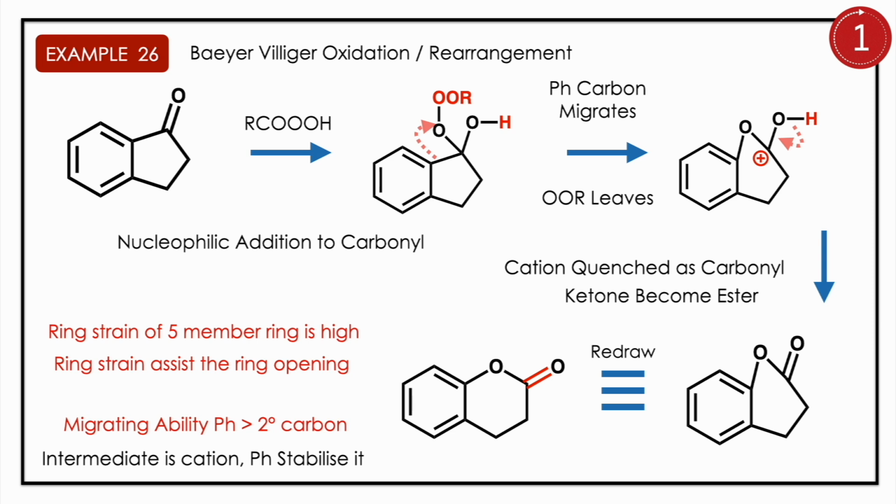The formation leads to carbon instability. So one carbon migrates to stabilize the carbonyl carbon. Which group migrates? The cation stabilizing group migrates. So phenyl migrates. You have a cation near the alcohol. The cation is quenched as carbonyl, ending up with a cyclic ester, that is a lactone. If you redraw nicely, you can clearly see the ring expansion. So you start from a 5-member ring and end up with a 6-member ring. So ring strain is also relieved. The reaction is completely assisted by the ring strain because a strained 5-member ring becomes a strain-free 6-member ring. The concept you outline here is that strain in the system can assist the Baeyer Villiger oxidation.